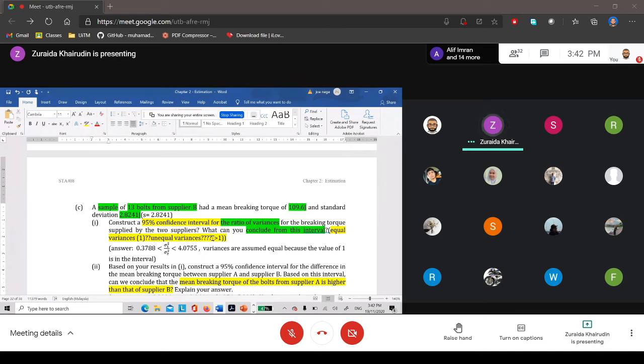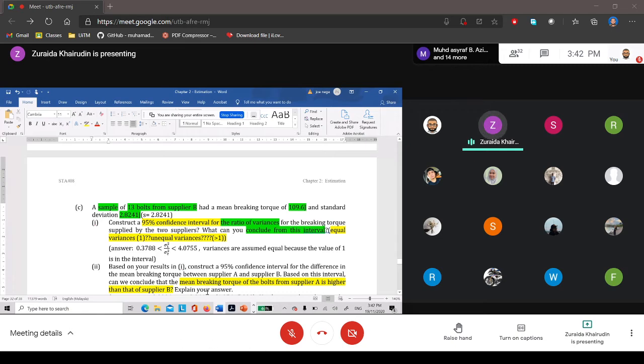Okay, again I repeat, if you've got question for the ratio of variances for two populations, and the question asks you to conclude from this interval, what should you conclude? Only two possible answers. Is it either equal variances? How do you know equal variances? There is a value of 1 in your interval. Or unequal variances. How do you know it is unequal variances? The value of your interval must be greater than 1.